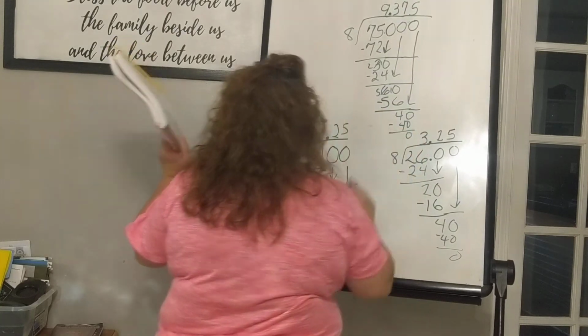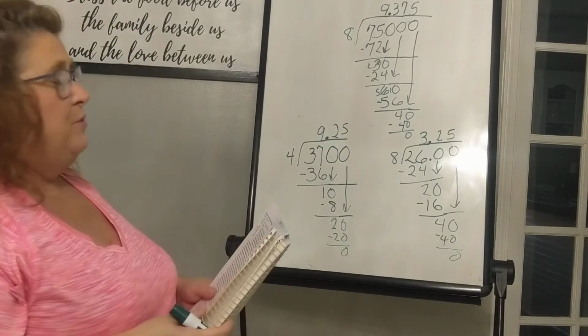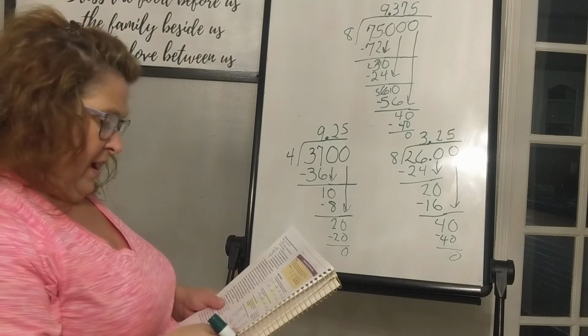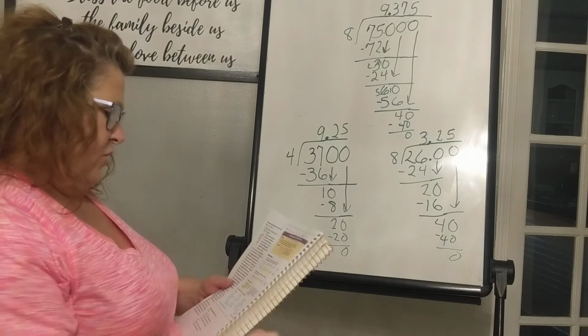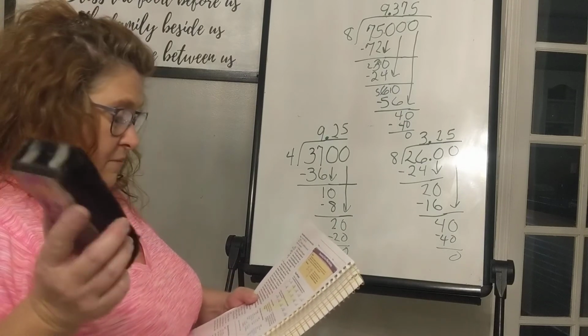So on this one, we had to annex 3 zeros. And our answer is 9 375 thousandths, or 9.375. So the rest of that you can go ahead and do on your own. But please do be sure and do them because I want you to have the practice.